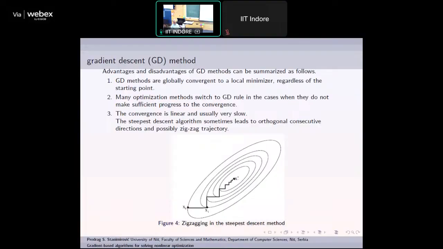Because of property one, many optimization methods switch to GD when they have problems in convergence. Many better optimization methods, typically more complicated, when they have problems with numerics, with instability, switch several iterations to the gradient descent method to stabilize convergence and then continue in the normal way. Newton method uses this technique. When Newton method starts to diverge, to increase the goal function, then it is good to switch several iterations to the gradient descent method. Disadvantage: convergence is linear and usually very slow.